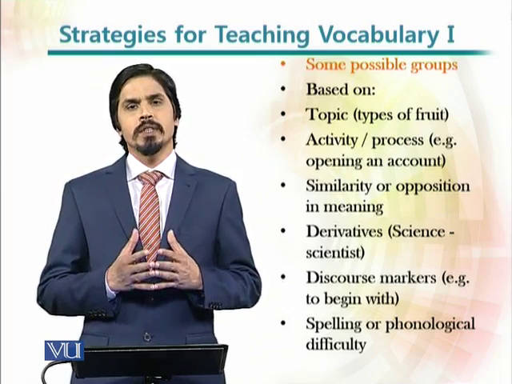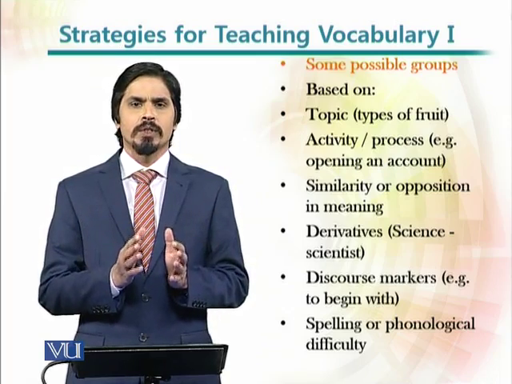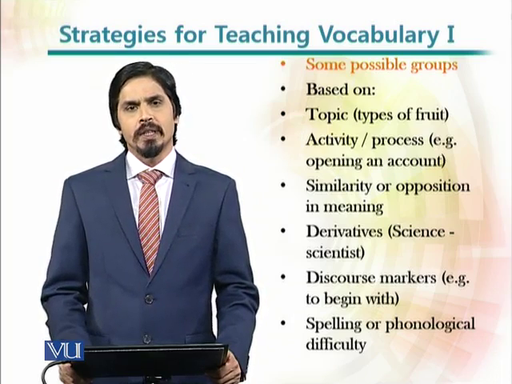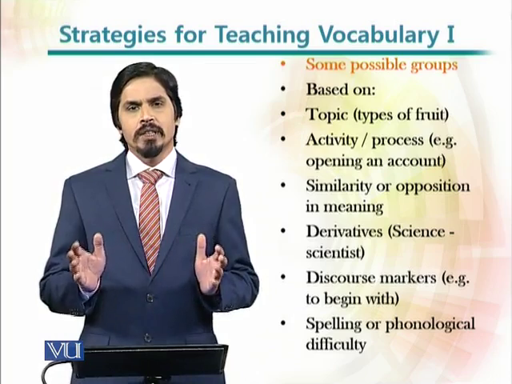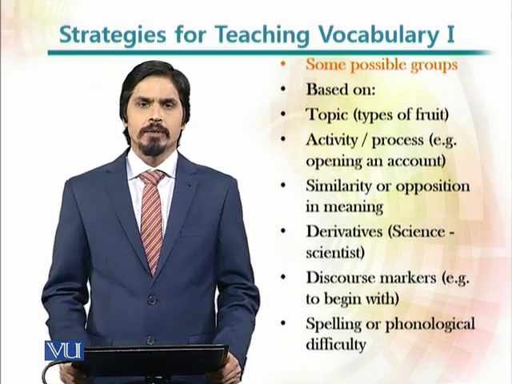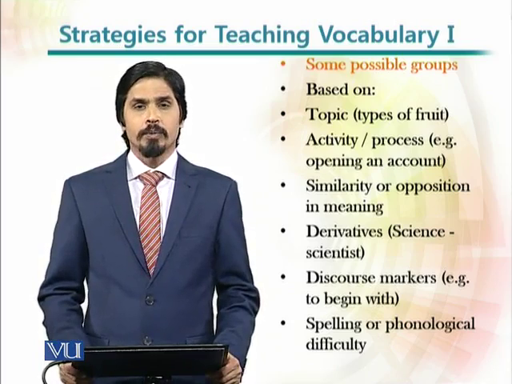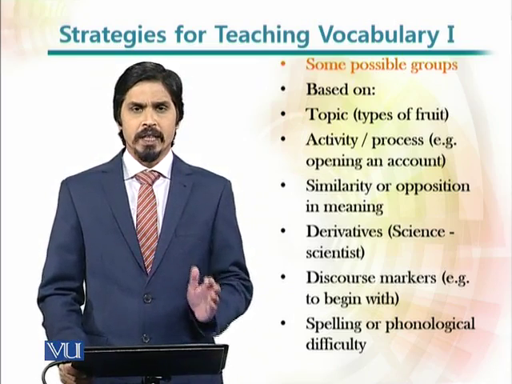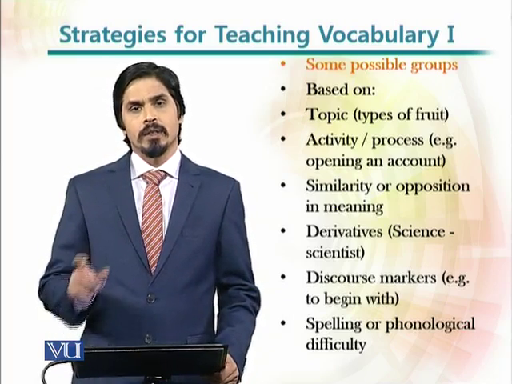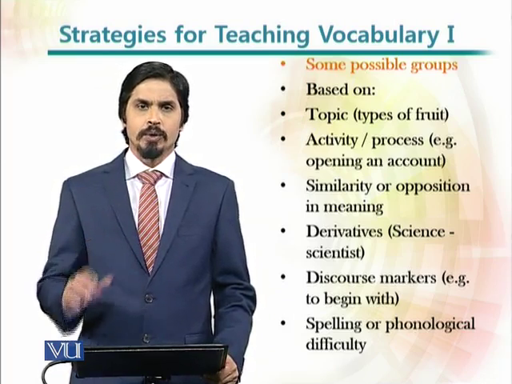Then activity or process, we could organize vocabulary items which are needed in a process. For example, buying a new car or opening an account, shopping in a big mall. There are various activities which involve various vocabulary items. So we could arrange items according to those activities or processes. And then similarity or opposition in meaning, synonyms or antonyms could be arranged for various purposes. Then derivatives, the word and all derivational forms which may emerge from it can be put together.